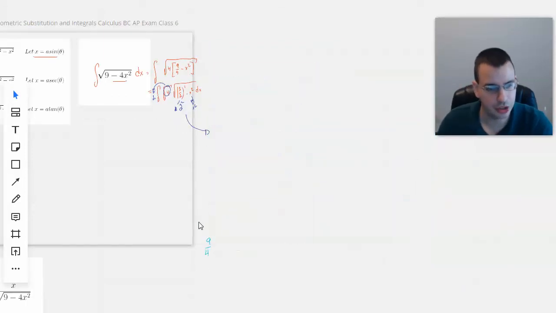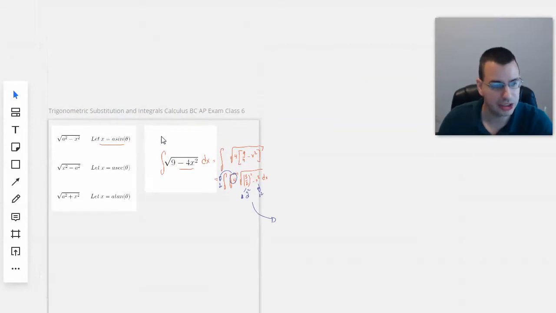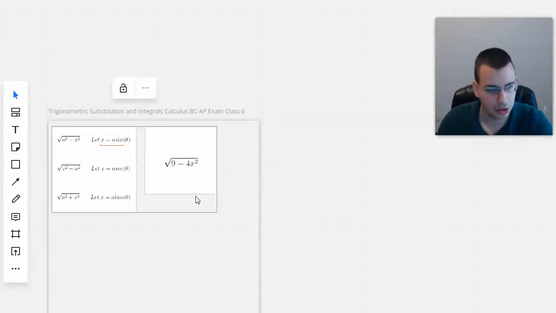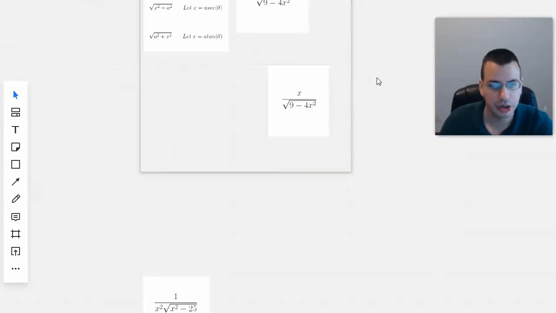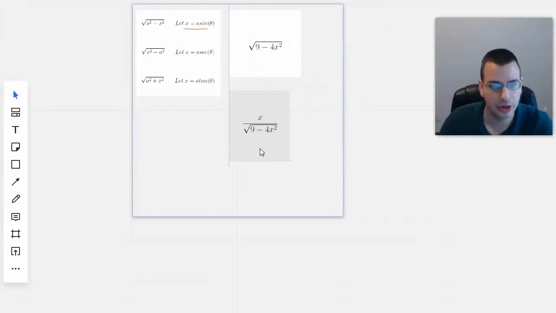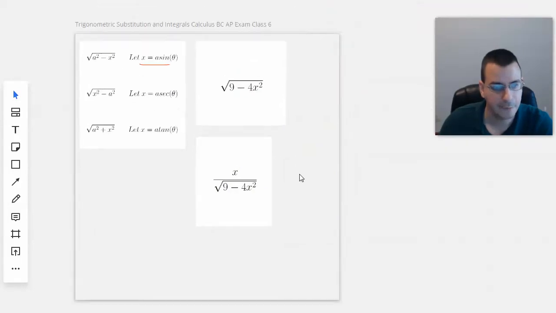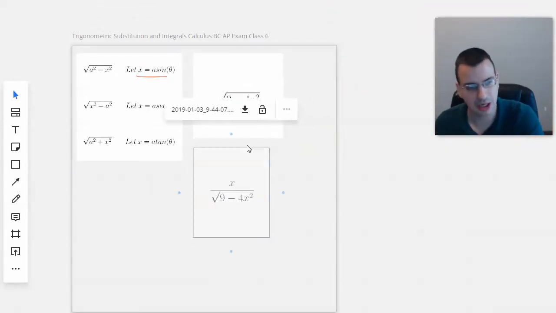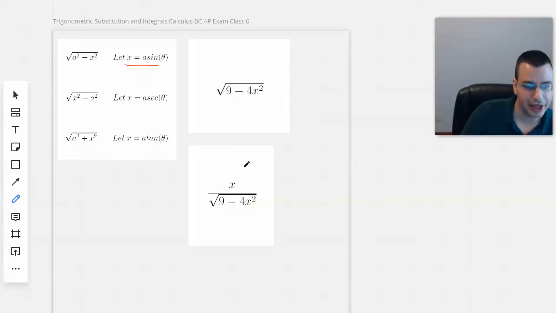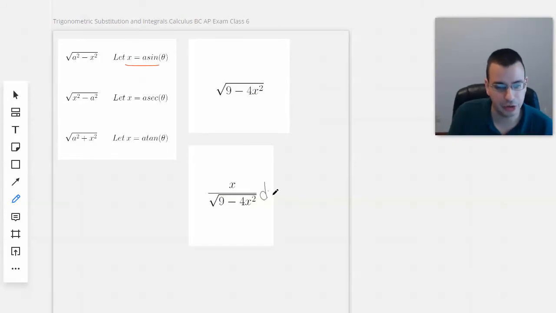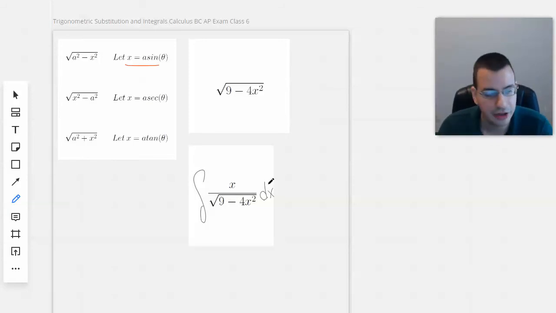So I'm going to show you a couple more examples. One is an example of what not to do. So we got 9 minus 4x squared. We're going to see another one like this. So let's say, for example, you have x over the square root of 9 minus 4x squared, dx, integral. And we're thinking here, we have a couple of squares underneath the radical, probably trig substitution.